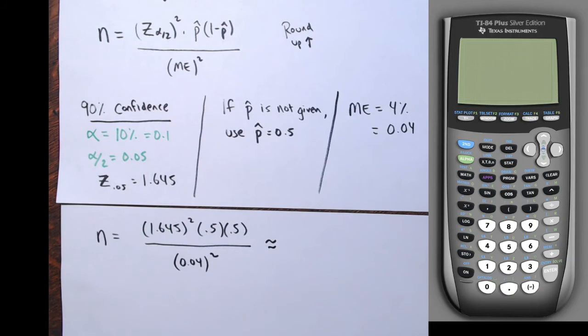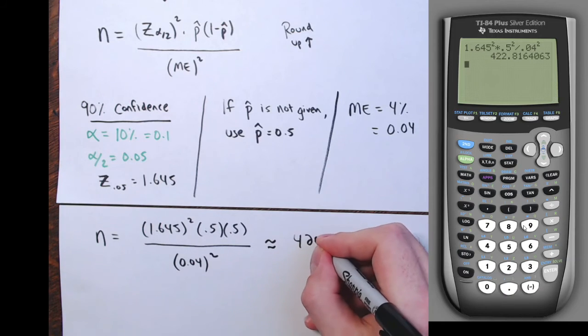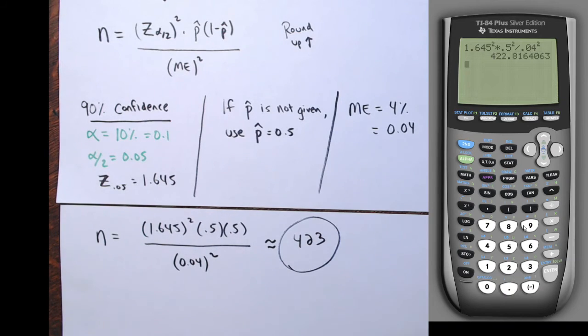So let me punch this in the calculator. All right, so we have 1.645 squared times 0.5 squared divided by the margin of error 0.04 squared. And then bumping that up, that'd be 423. So they would need to take a sample of at least 423 customers in order to guarantee that a 90% confidence interval is going to be within 4 percentage points of the actual population proportion. They would need to take a sample of 423 people or more.